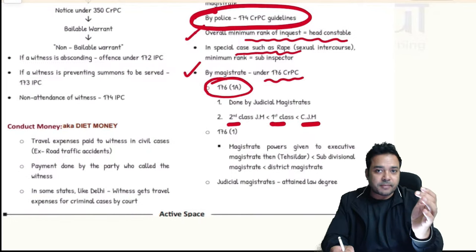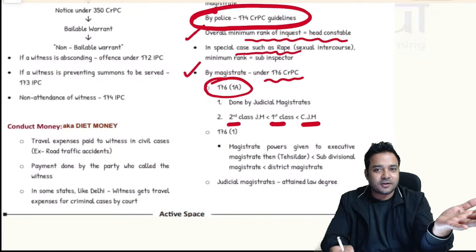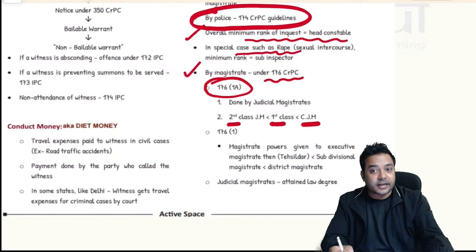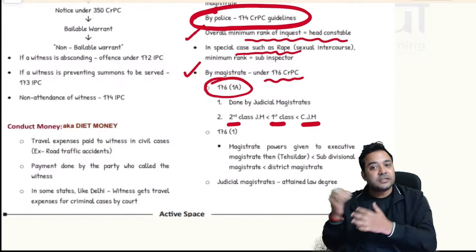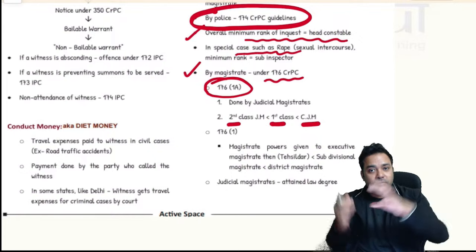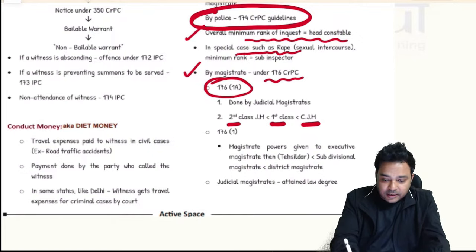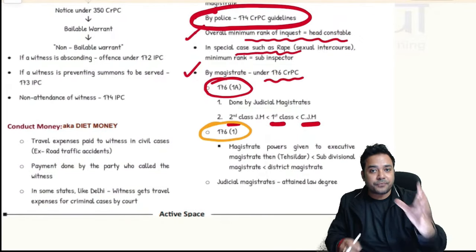It is the first class judicial magistrate who is referred to as principal magistrate in juvenile courts. Chief judicial magistrate is also called chief metropolitan magistrate in metro cities. This we cover in our ranks of judges and powers of court. So it is the same group of judicial magistrates. Then another category of magistrate is defined under 176 subsection 1.